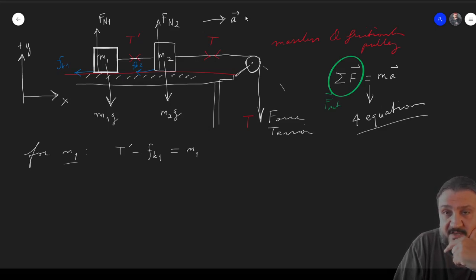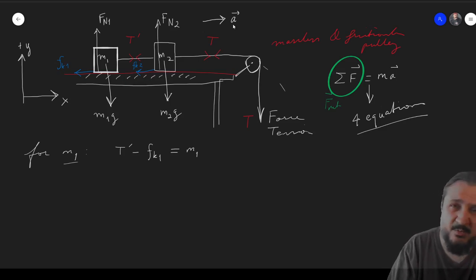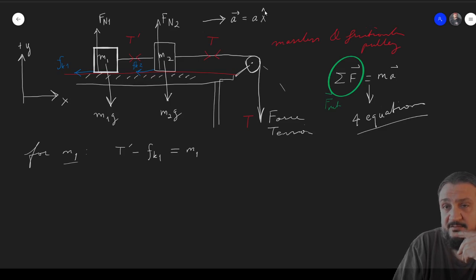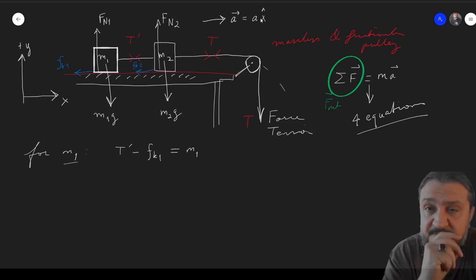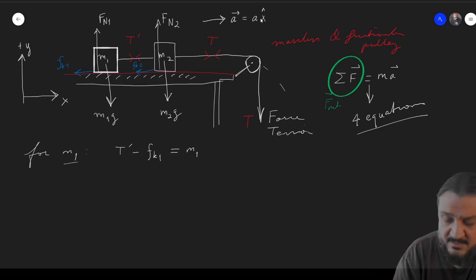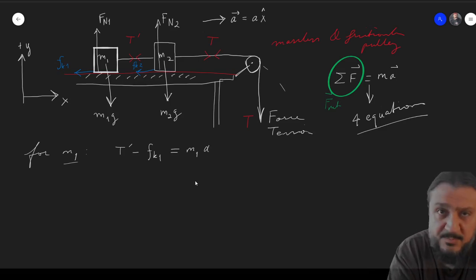Now, acceleration is a vector, but it's already pointing along the x direction. So its y component is 0. So A is, if you remember the vector notation, actually A times the unit vector in that direction. I'm just going to call it A. So A is the magnitude of the vector A. So A will be a positive number.